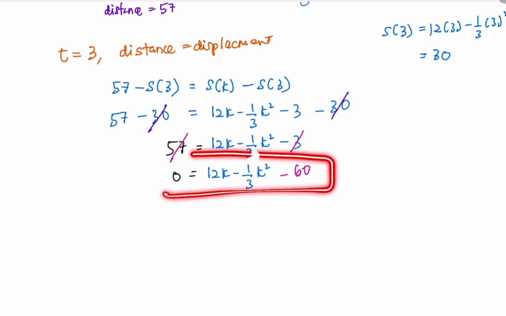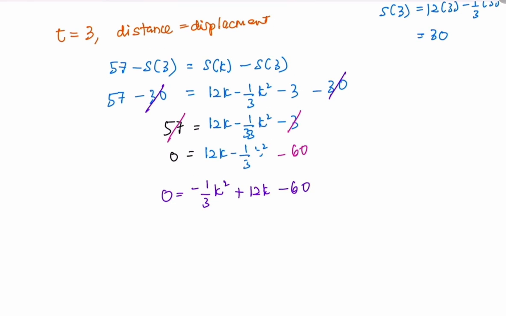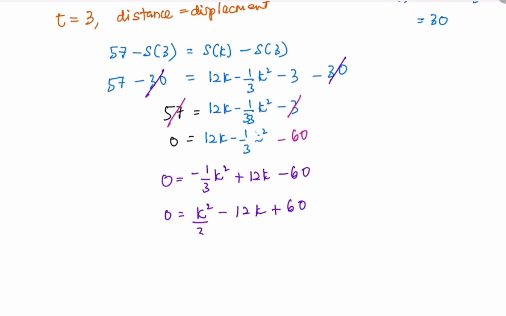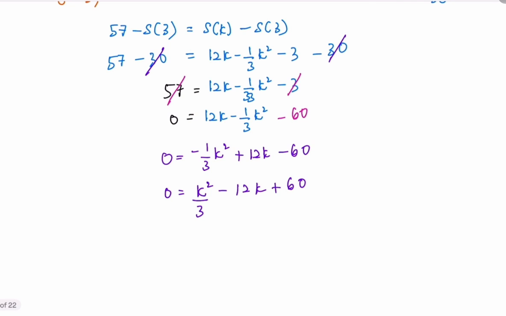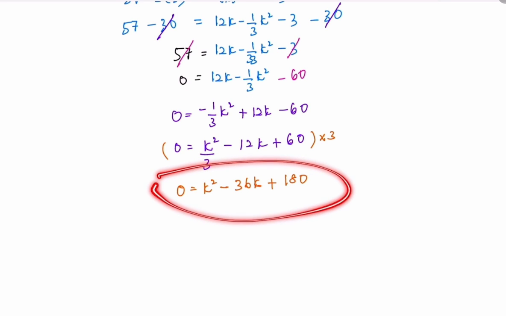Let's solve this quadratic equation. First, let's rearrange it based on the power, the higher power first. K square plus 12K minus 60 equal to 0. It's going to be easier for us if it's positive. Change everything to positive. It's easier also for me to factorize if there's no 3 at the bottom. So I'm going to times all this with 3. K square minus 36K plus 180. Let's factorize this.